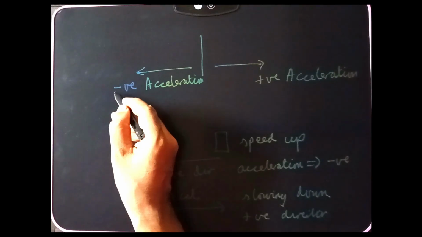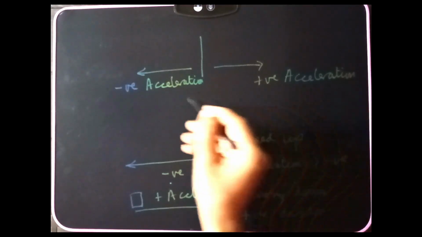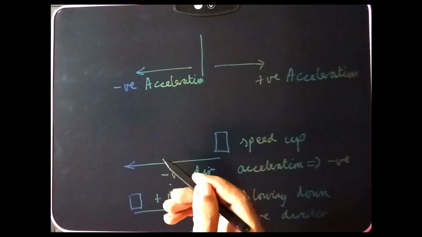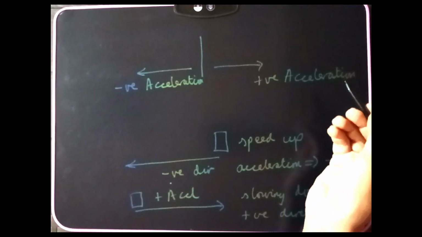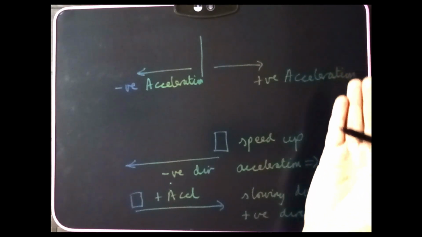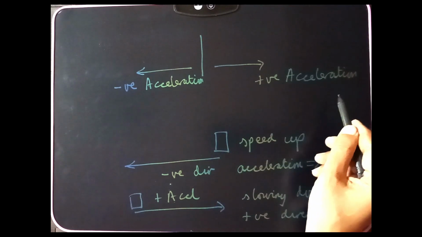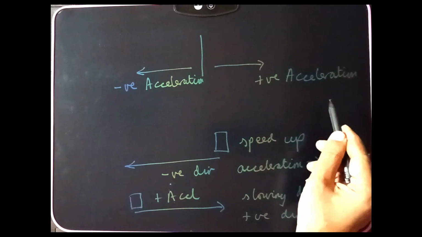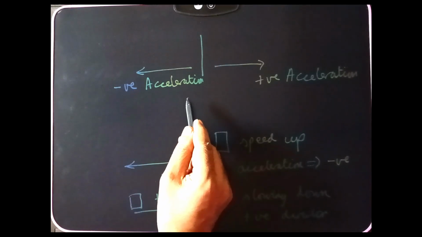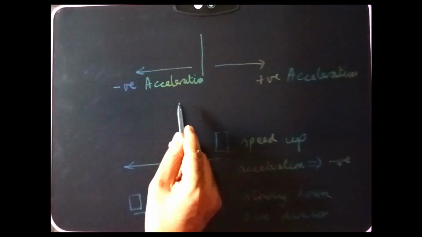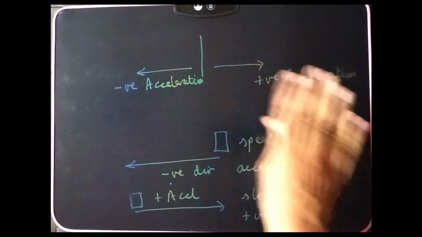If I move in the negative direction, it is negative acceleration. If I move in the positive direction, it is positive acceleration. Negative acceleration does not imply it is retardation. Neither does positive acceleration imply it is speeding up. I could move in the positive side, but I could slow down. There could be retardation. I could move in the negative side, but I could speed up, even though that direction is negative. So let me clear this out.